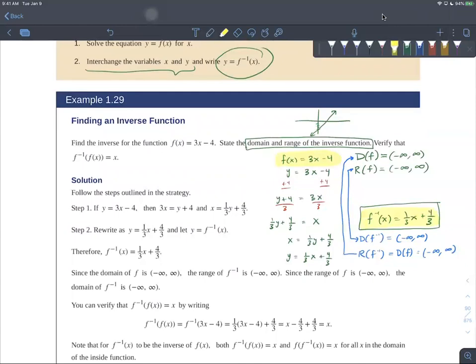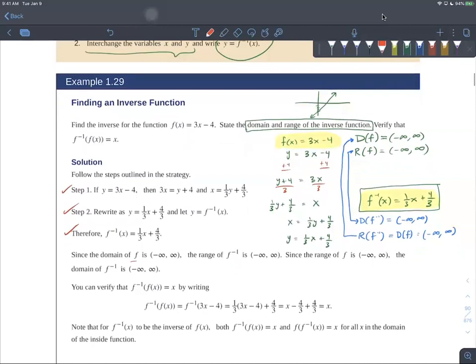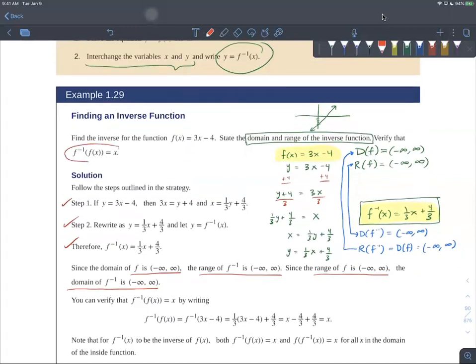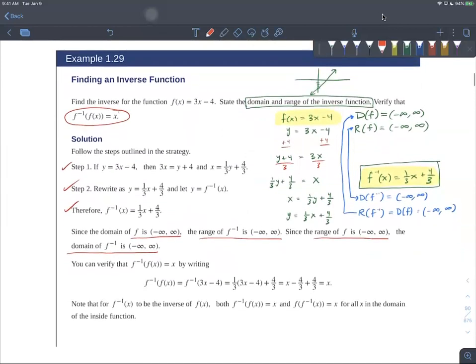Okay, so they run through the steps here. Step 1, step 2, we did those. Since the domain of f is all real numbers, the range of f inverse is too. So notice they did the same thing there. The range of the original function f gives you the domain of the inverse function. And then how do we verify that applying one function to the other gives us just x in return? Well, let's go ahead and take a look at how we would do that.